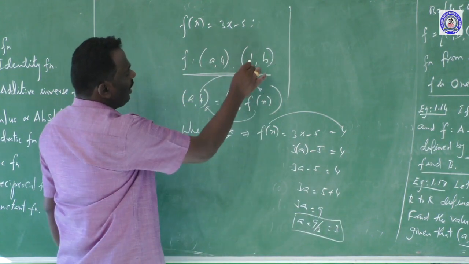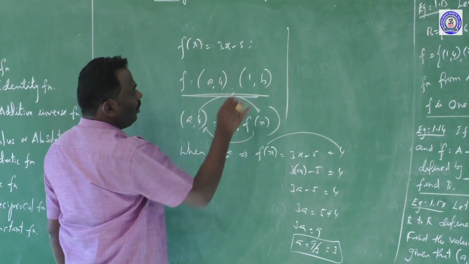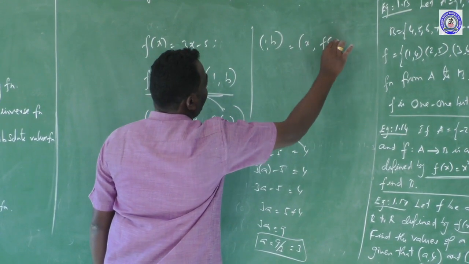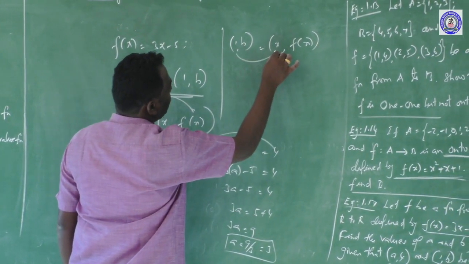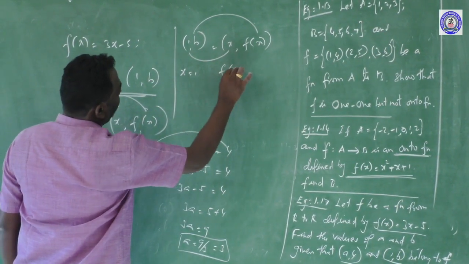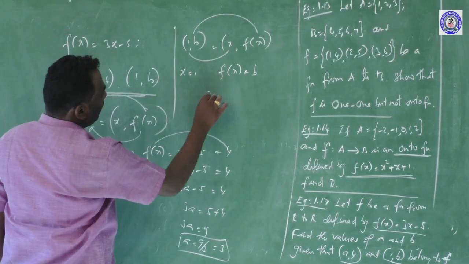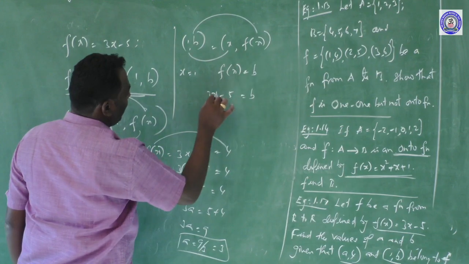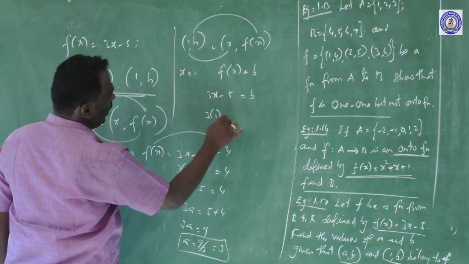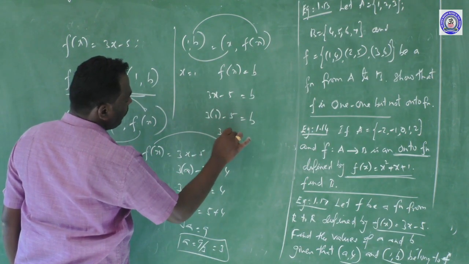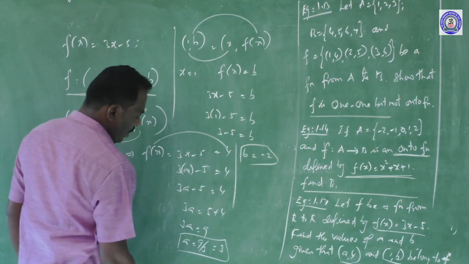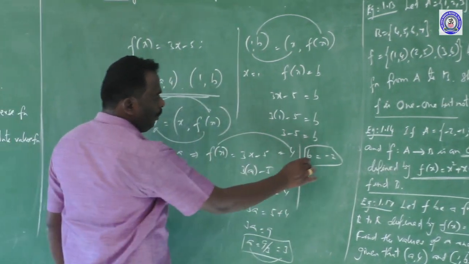Next, comparing the other ordered pair, the x value is equal to 1 and the answer is equal to b. So (1, b) is equal to (x, f of x). The x value is equal to 1 and the function value is equal to b. The function is 3x minus 5 equal to b. Replace x with 1: 3 into 1 minus 5 is equal to b. So 3 minus 5 is equal to b. Therefore b is equal to minus 2. Therefore a equal to 3 and b equal to minus 2.